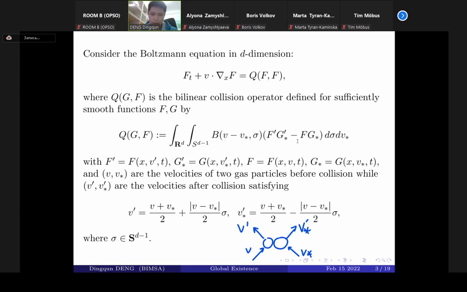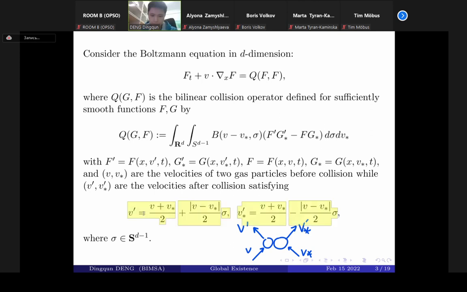Here, the prime and star represent the velocity variables. What does it mean by v, v star, v prime, and v prime star? It means that v and v star are the velocities of two gas particles before the collision, and v prime and v prime star are the velocities after the collision. So, in the elastic collision, they will satisfy the conservation laws of momentum and energy. So in a simple way, it will be represented like here.